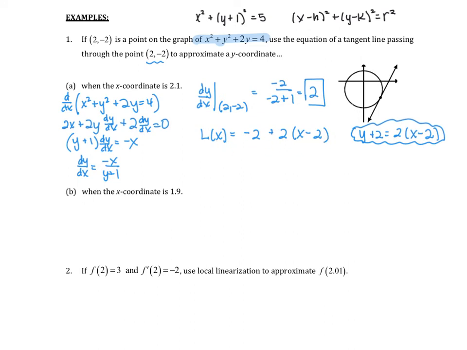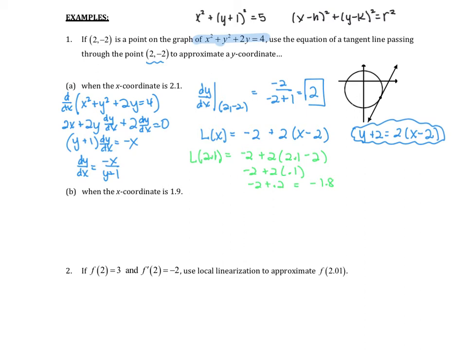Okay, so now it says we want to evaluate it when the x coordinate is 2.1. Well, I may not have known what the derivative at 2.1 was here, but what I can do is take 2.1 and substitute it in. So let's do that. L of 2.1 says we're going to do -2 plus 2 times (2.1 minus 2). Okay, so we get -2 plus 2 times 0.1. So we get -2 plus 0.2.